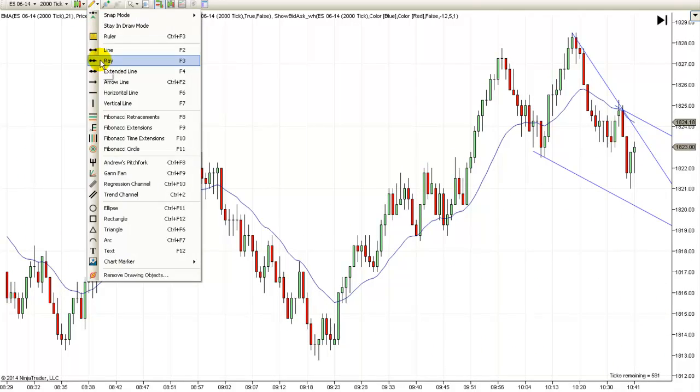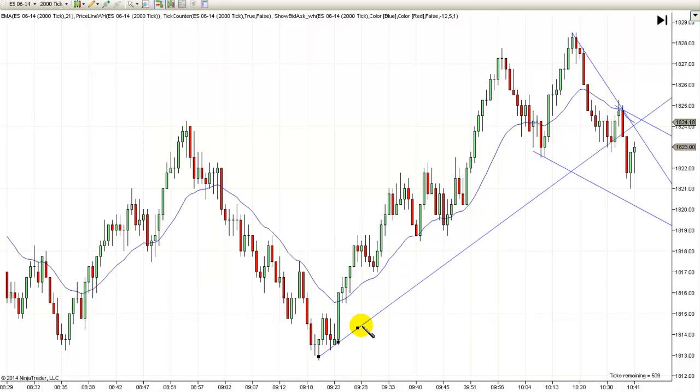And you don't always have to draw it exactly right. You just have to be close. But let's use those first two swings there.